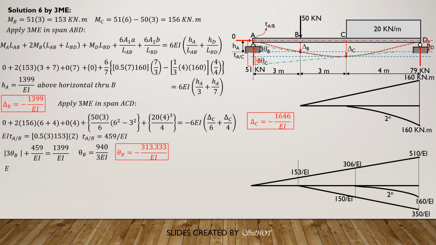Then theta C is equal to opposite over 6. So therefore, this is 6 theta C. The whole of this is the deviation of A relative to C. This is 6 theta C, that one, and this is delta C. The remaining distance is delta C.